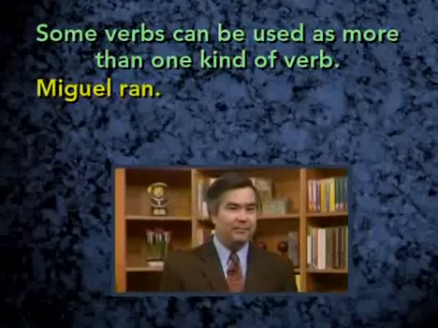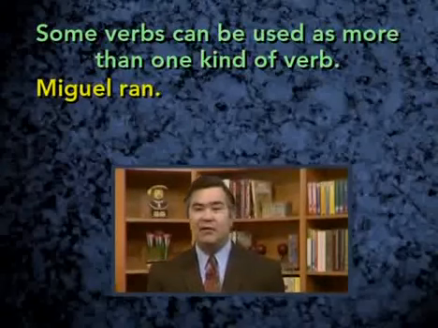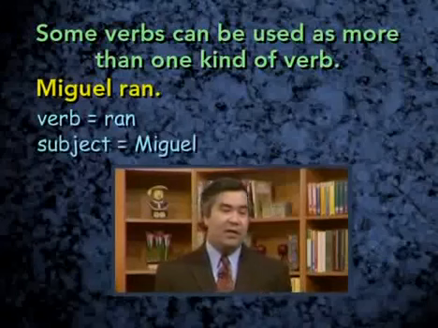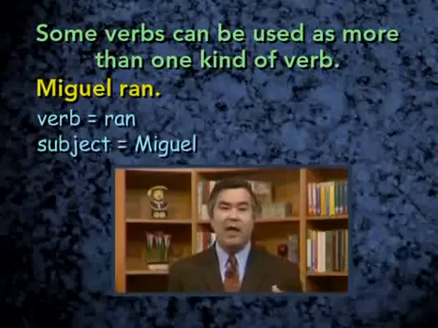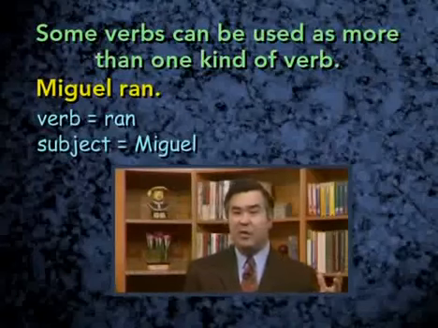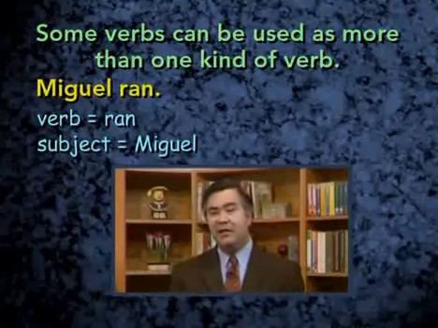Miguel ran. Here's a short sentence which expresses a complete thought in itself. The verb is ran, the subject is Miguel. And when we read this sentence, we understand Miguel ran. Perhaps he's a runner on the track team and went out running this morning. And we could say, well, Miguel ran. This could be a complete sentence.